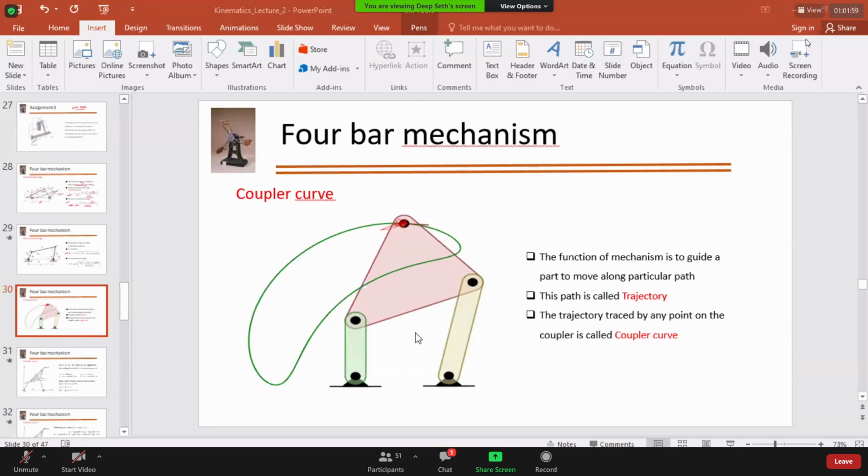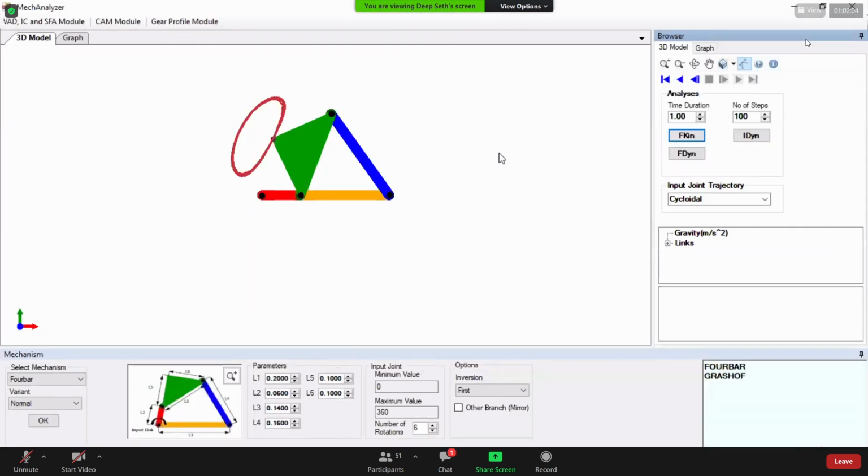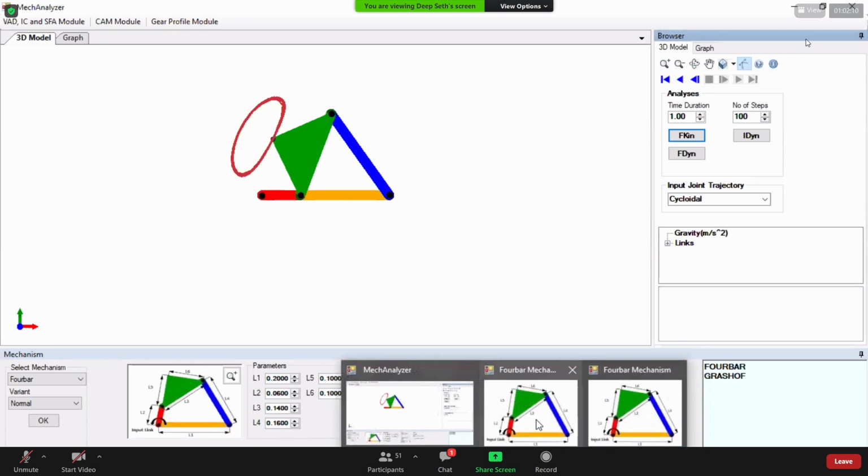Let me show the screen. Okay, so I think you missed that part because the screen was not sharing. So we can see it here again.